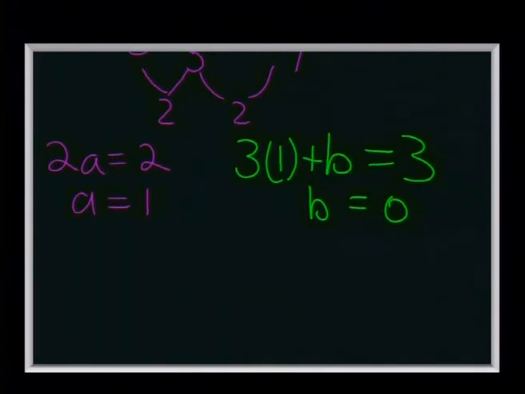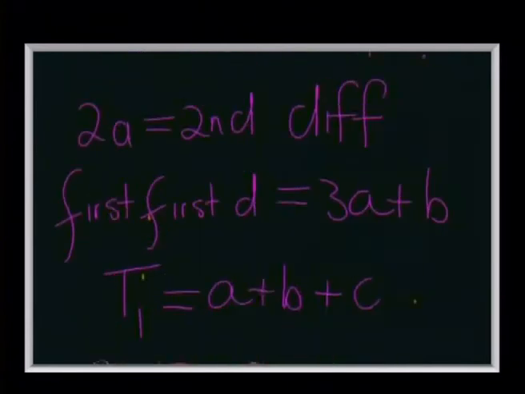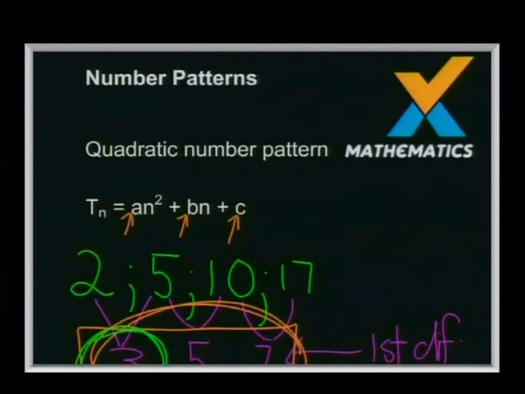So now I say a plus b plus c must be equal to the first term in my series, and I get that c is 1. So if I go right the way back to my general formula, that's 1, that's 0, and that's 1. So Tn is equal to n squared plus 1.